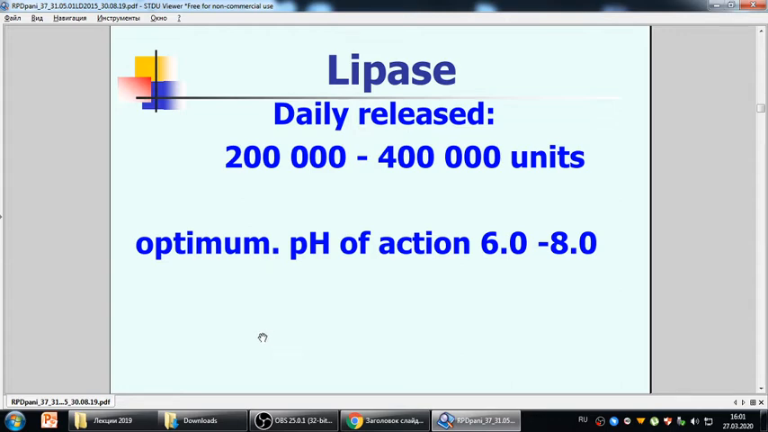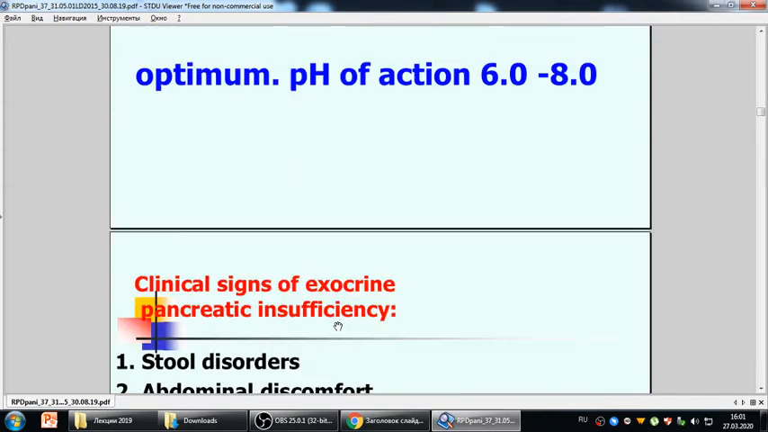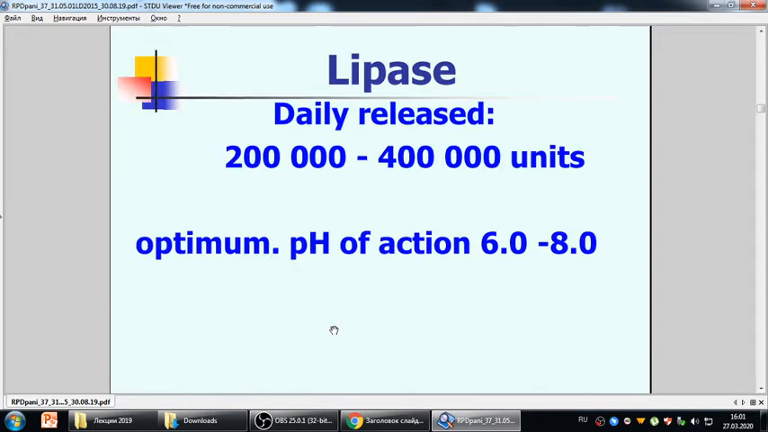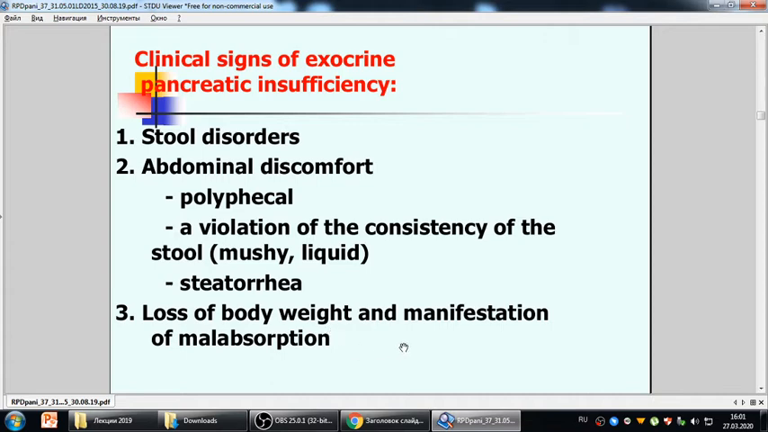range. In case of duodenitis, for example, when the alkaline condition of the duodenum changes into an acidic condition, we have a problem with activation of lipase. And lipase doesn't work in that condition. Clinically, endocrine pancreatic insufficiency appears by stool disorders, and we will discuss this more closely further.